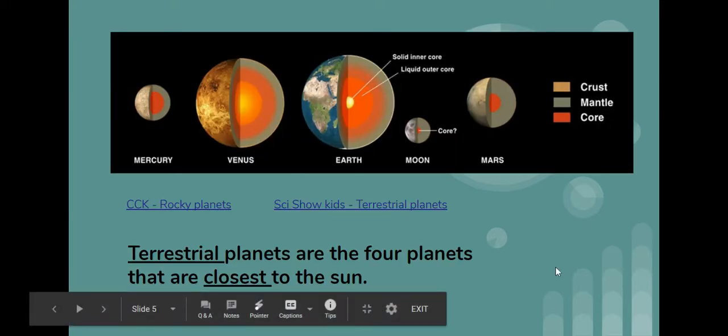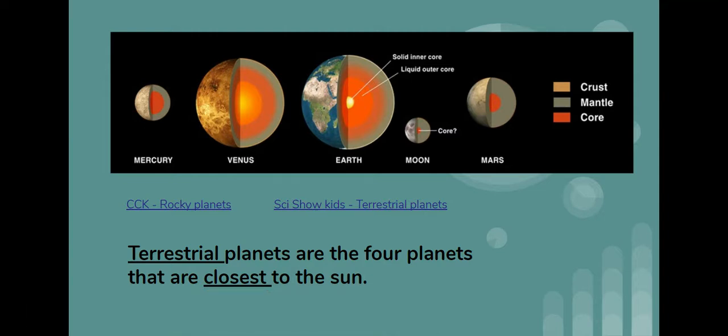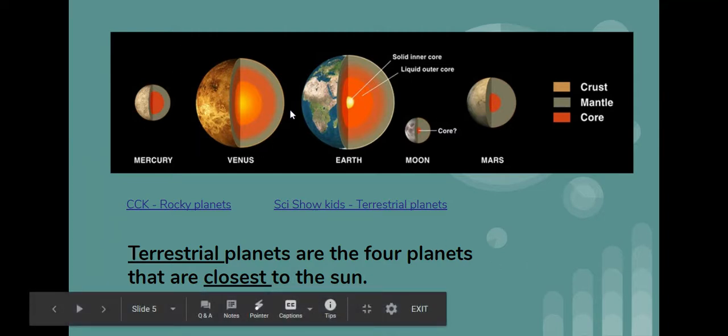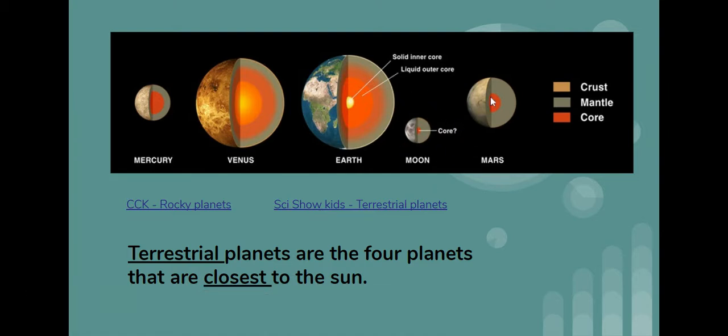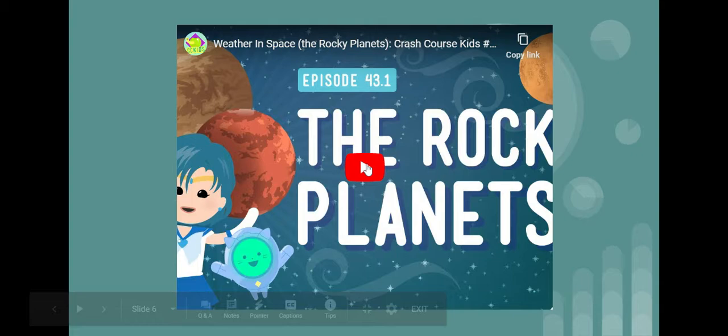So, terrestrial planets are the 4 planets that are closest to the sun: Mercury, Venus, Earth, this is a satellite of the Earth, the Moon, and Mars. Solid inner core, liquid outer core, crust, mantle, core. These are heavy materials. When these planets were formed off of solar nebulas, the heavier materials were closer to the sun, and that's one of the reasons why we are terrestrial planets. So, the rocky planets, let's give this a quick listen.